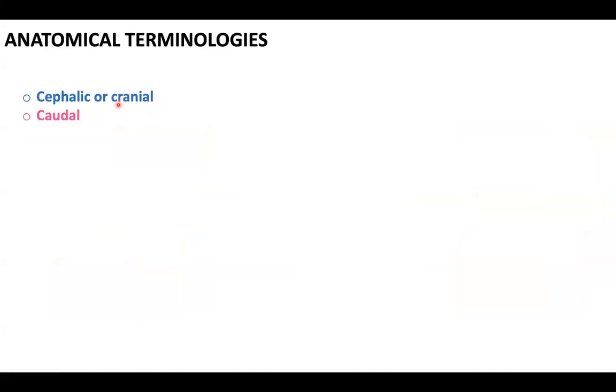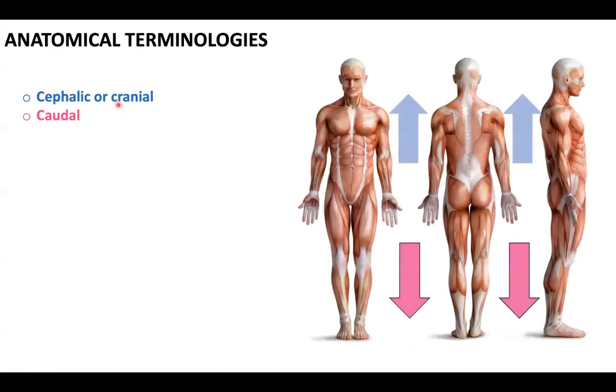So after assuming the body in anatomical position, we need to use relative terms to describe relationship of structures. So these terms are known as directional terms or anatomical terminologies. So the first two relative terms are cranial and caudal. So cranial means superior, or it means near the upper part of the body or near the upper part of a structure. The opposite is caudal. Caudal means inferior, or it means near the lower part of our body or near the lower part of a structure.